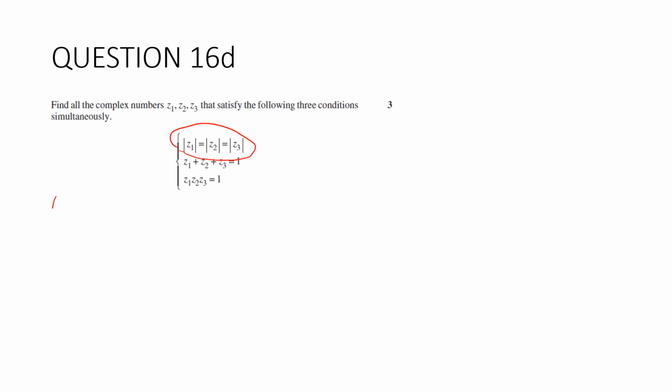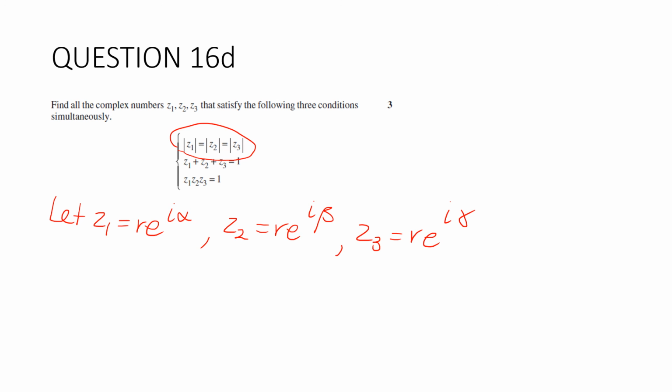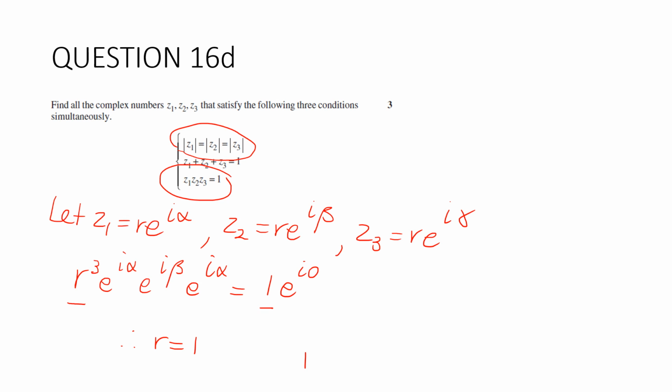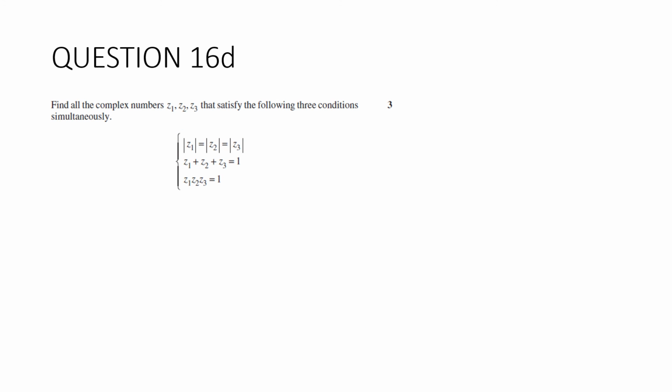So I'm going to start off by saying, let Z1 equal re to the i alpha, let Z2 equal re to the i beta, and Z3 equal re to the i gamma. And now using this one here, multiplying them together, we get r cubed, e to the i alpha, e to the i beta, e to the i gamma, which is equal to 1. And I'm going to write that as 1 e to the i naught. And so we can see that r cubed is equal to 1, therefore r is equal to 1. 1 mark.